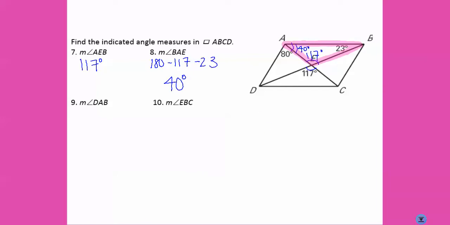Next, we're looking for angle DAB. So that's this whole thing. 80 plus 40 gives us that angle is 120 degrees.